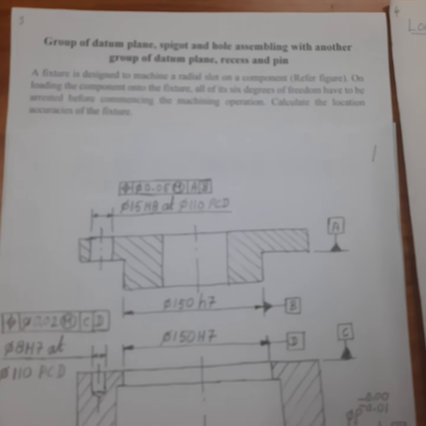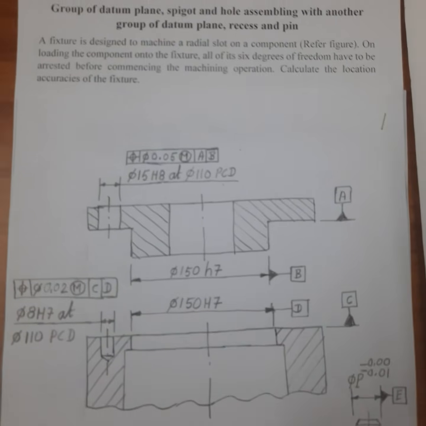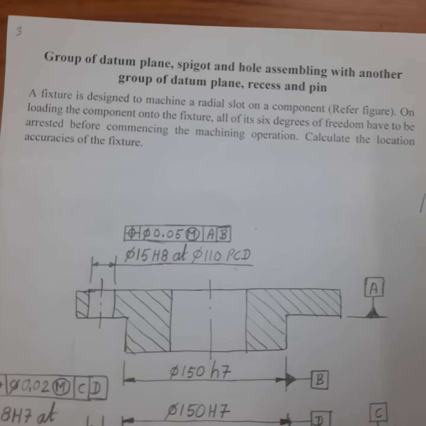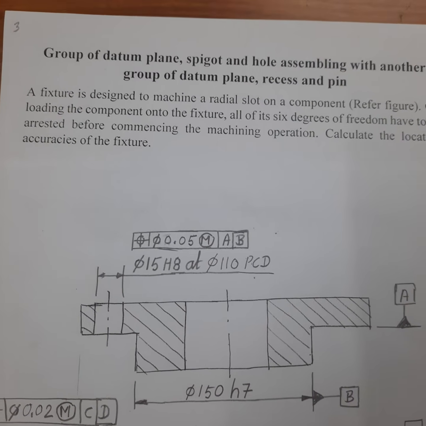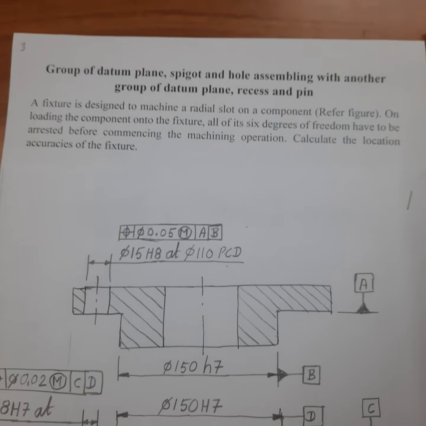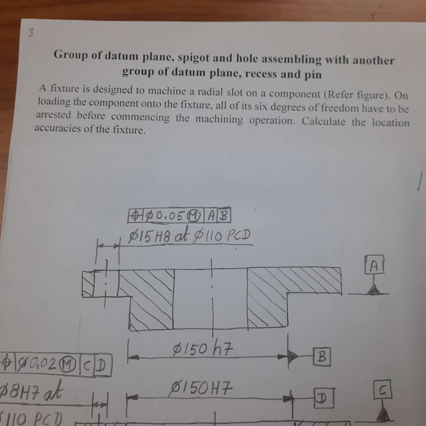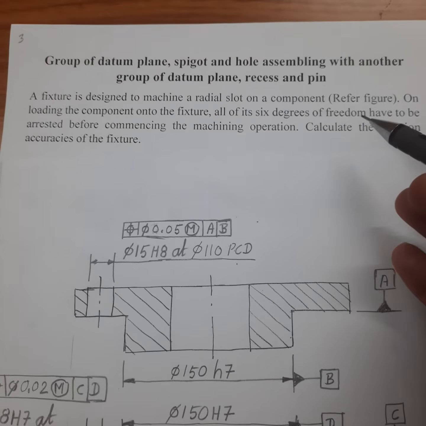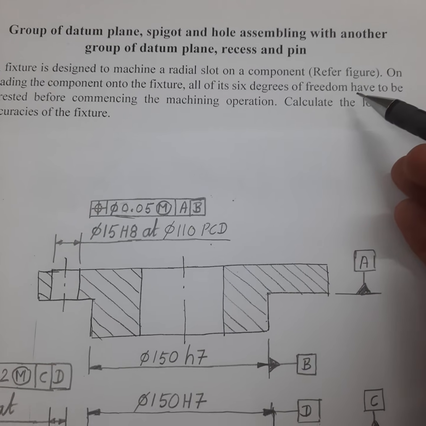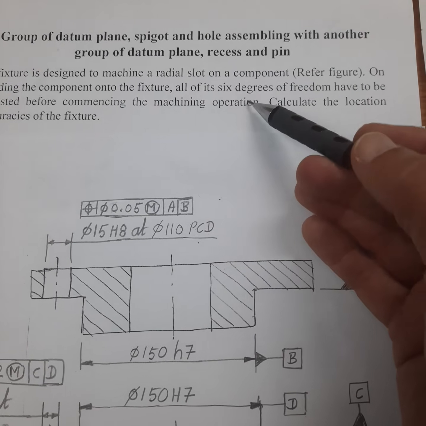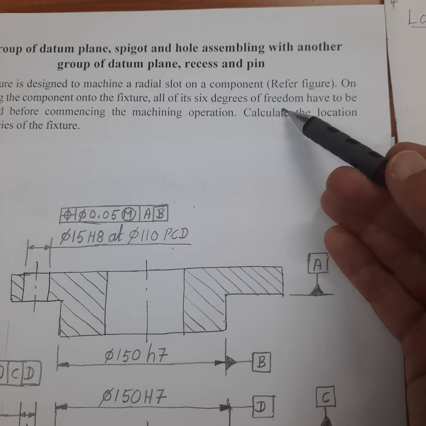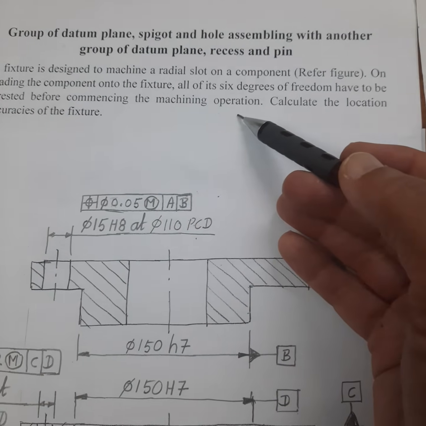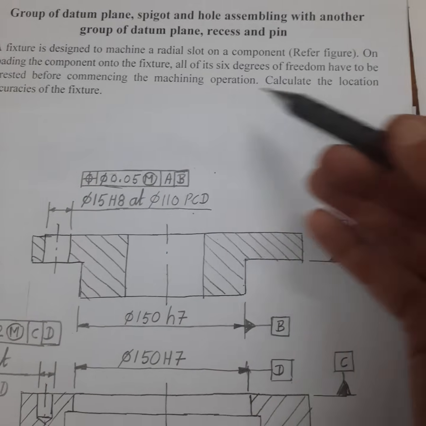So let us discuss how to find out the location inaccuracies with the help of a problem. A fixture is designed to machine a radial slot on the component. On loading the component onto the fixture, all of its 6 degrees of freedom have to be arrested before commencing the machining operation. Calculate the location accuracies of the fixture.